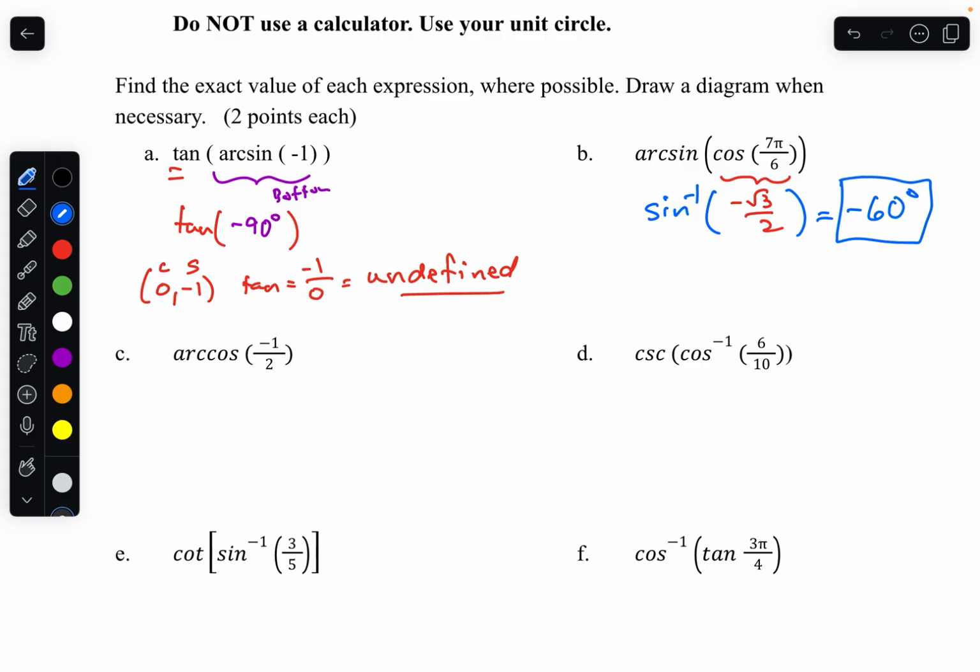Okay, if you look at your unit circle again, when is cosine -1/2? Well, there'll be one here at 120 degrees. There's one down here at 240 degrees. But arc cosine only works up there, so the answer will be 120 degrees. Again, if you want to be in radian mode, you can.